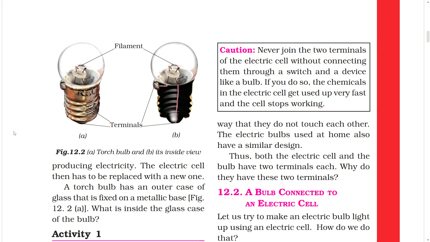Figure: a torch bulb and its inside view, with filament and terminals A, B. The electric cell then has to be replaced with a new one. A torch bulb has an outer case of glass that is fixed on a metallic base. What is inside the glass case of the bulb?